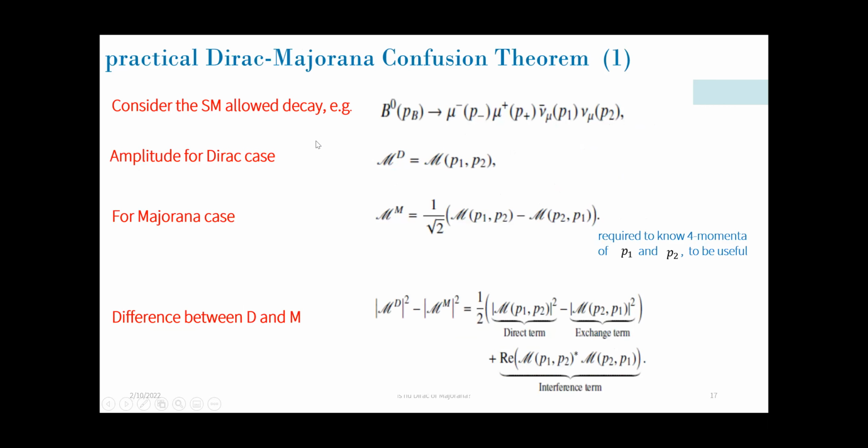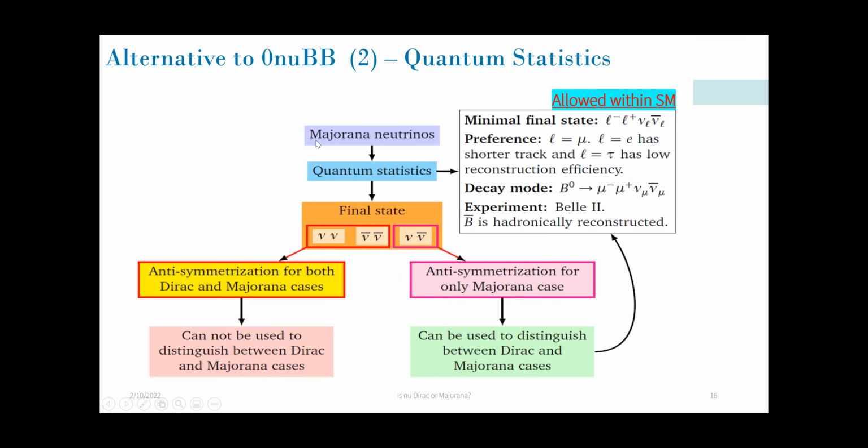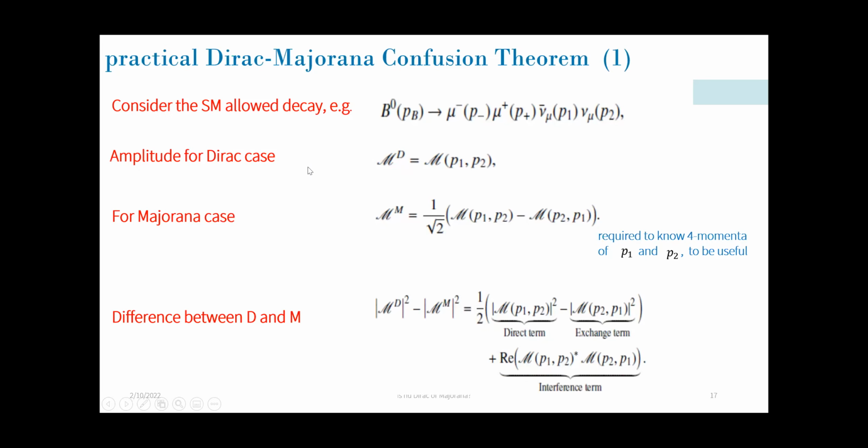Now, using this, there's actually a huge obstacle. The obstacle is called the practical Dirac-Majorana confusion theorem. From now on, I'm going to say DMCT. Actually, that is the Dirac-Majorana confusion theorem, okay? Consider, as I mentioned, this decay.